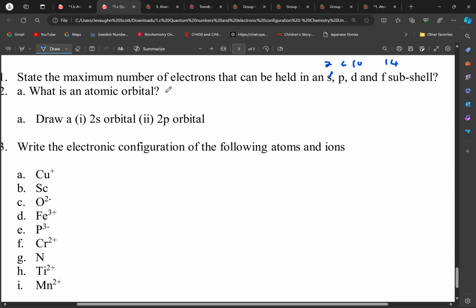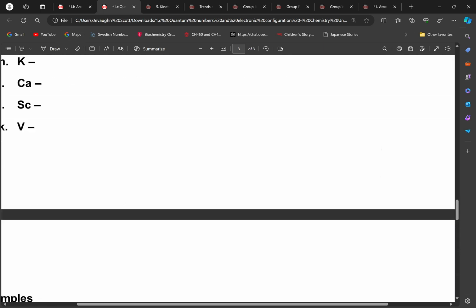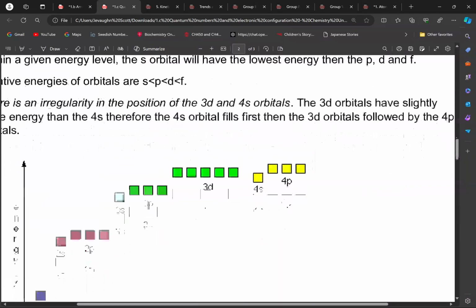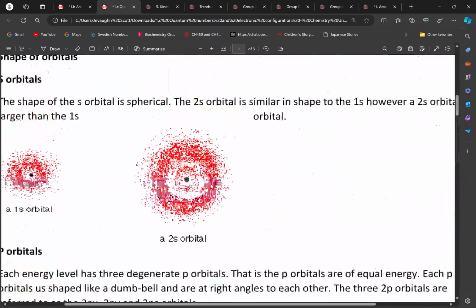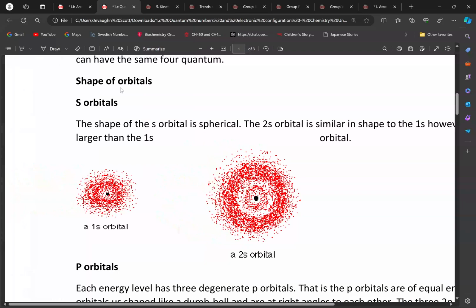Right, we must be able to draw the 2s and 2p orbital. I'm just going to assume that we should be able to do that. If we're looking at something like that, what we generally can have a look at is how these orbitals look. So the s orbital is spherical in nature. This diagram is a probability diagram, by the way. It shows that there are probabilities of finding an electron around the nucleus itself, and it tends to provide this spherical region.